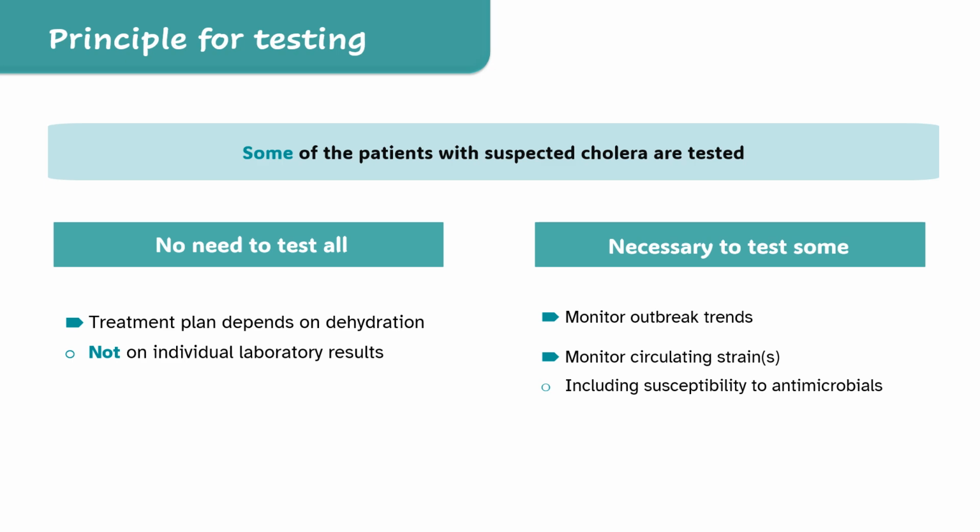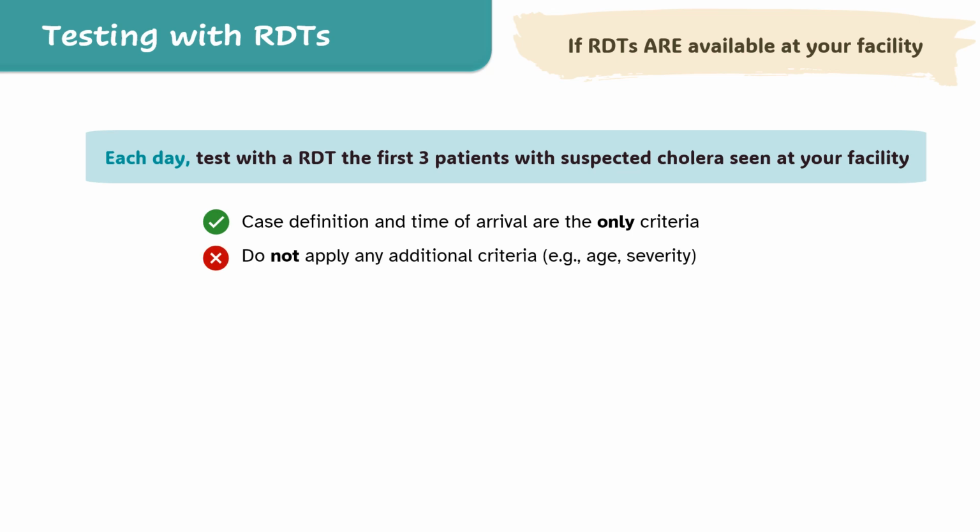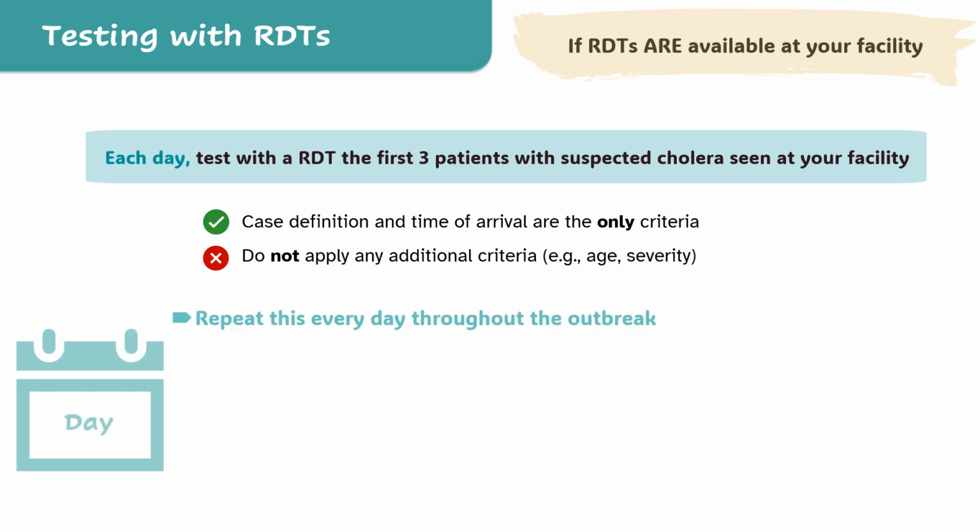If rapid diagnostic tests, RDT, are available at your health facility each day, the first 3 patients who meet the definition of a suspected cholera case are tested with a RDT. The time of arrival is the only criteria to select 3 patients with suspected cholera for testing. Do not apply any additional criteria such as age or severity. This would bias the monitoring of the outbreak trend. This daily sampling scheme applies throughout the outbreak.